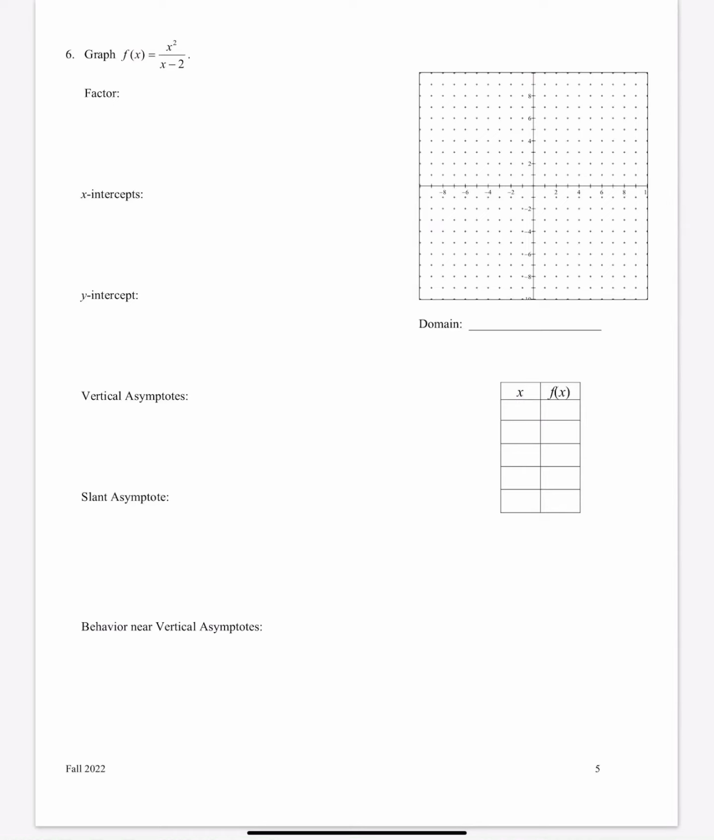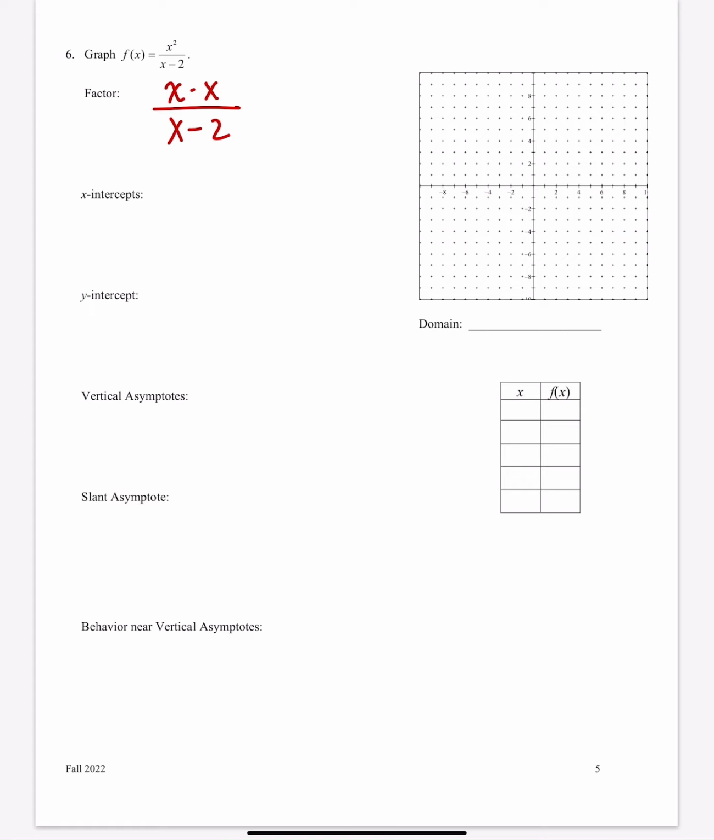All right, class, so we are on problem number 6 now. We have to factor this bad boy. So x squared is like saying x times x. This problem is actually kind of straightforward. And our denominator is just x minus 2.